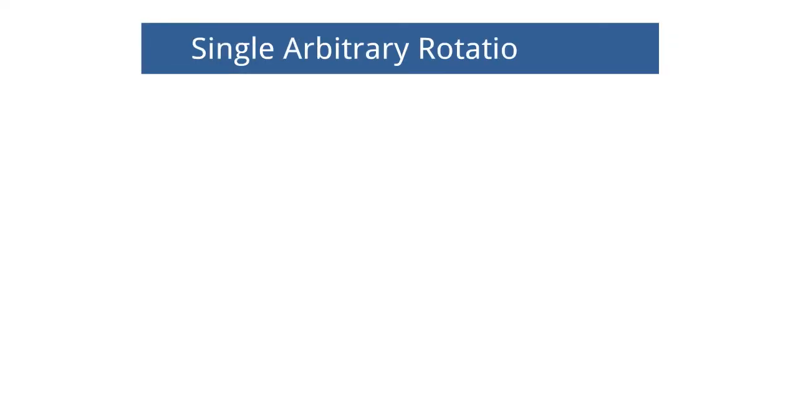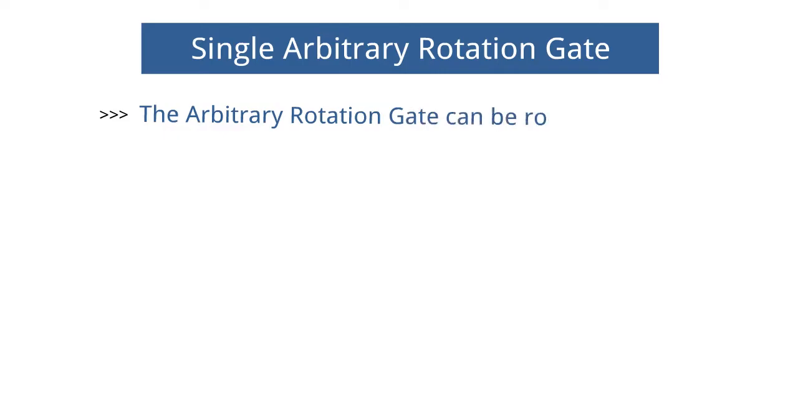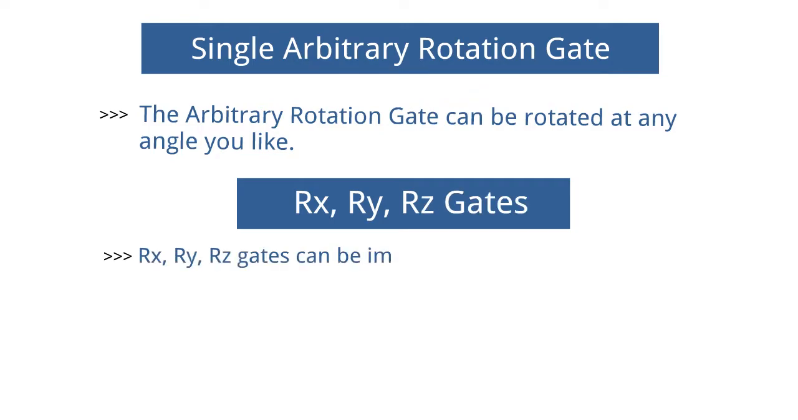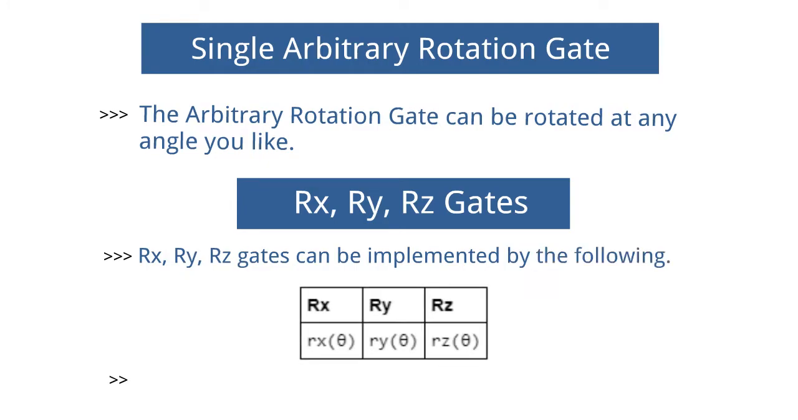Moving on to the Single Arbitrary Rotation Gate. The arbitrary rotation gate can be rotated at any angle you like. Rx, Ry, Rz gates can be implemented by the following. Theta is the rotation angle for each axis.